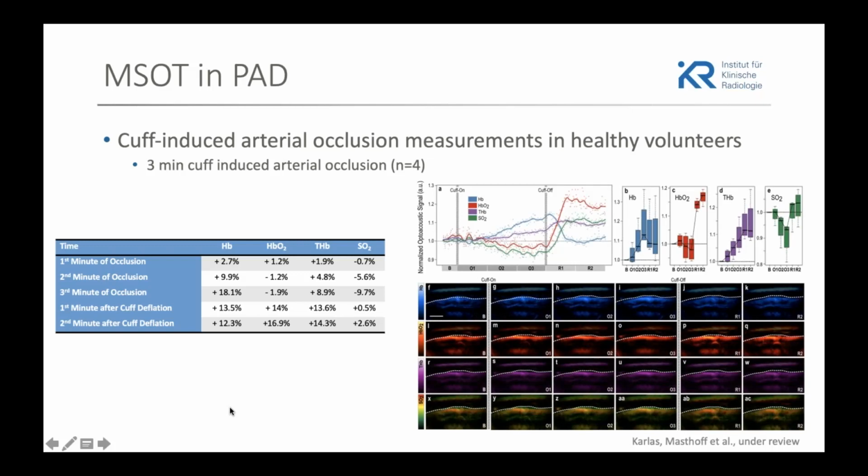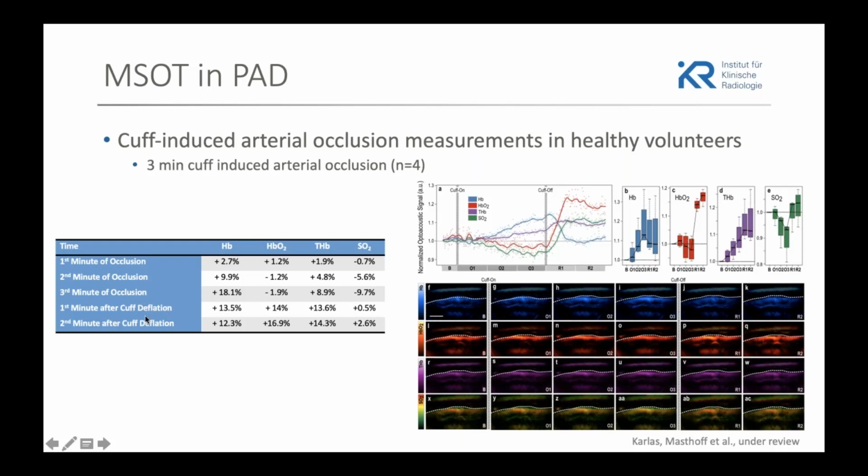If you have a look at the table on the left first, you see that with the minutes of occlusion, 1 to 3 minutes, you see a drop in HbO2 and a strong increase in the deoxygenated hemoglobin because no fresh oxygenated blood can reach the extremity anymore. The deoxygenated hemoglobin, as expected, rises here in the affected tissue.